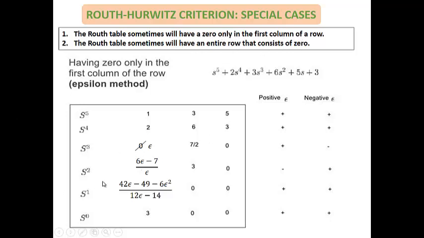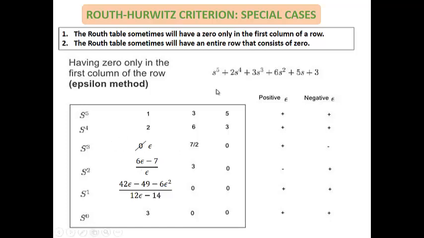Masa kita susun ni, kita dapat tahu yang first row ni dah jadi kosong. So kita memerlukan special case. Kita perlukan satu teknik baru. Karakter yang sama, cuma stepnya berbeza. Dan yang second, apabila sometime will have an entire row that consists of zero. Jika di S3 ni keseluruhannya adalah zero, so kita kena pakai special case criterion.